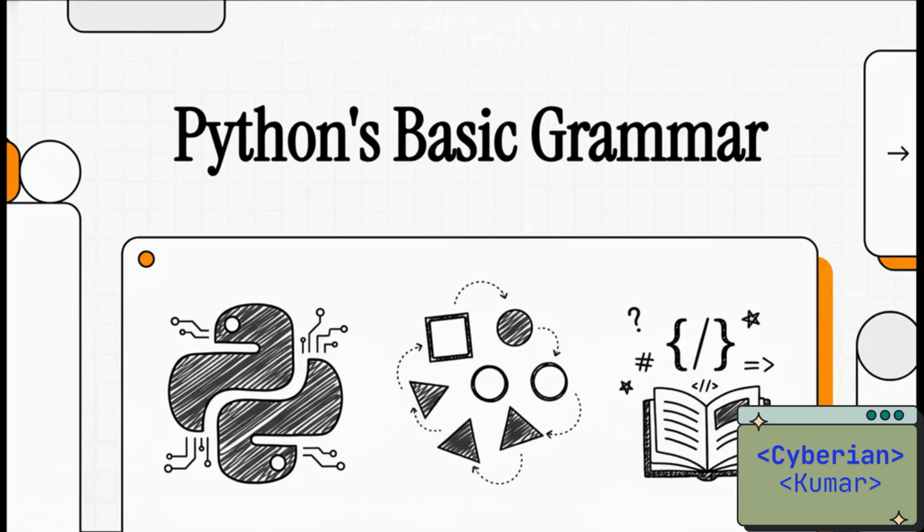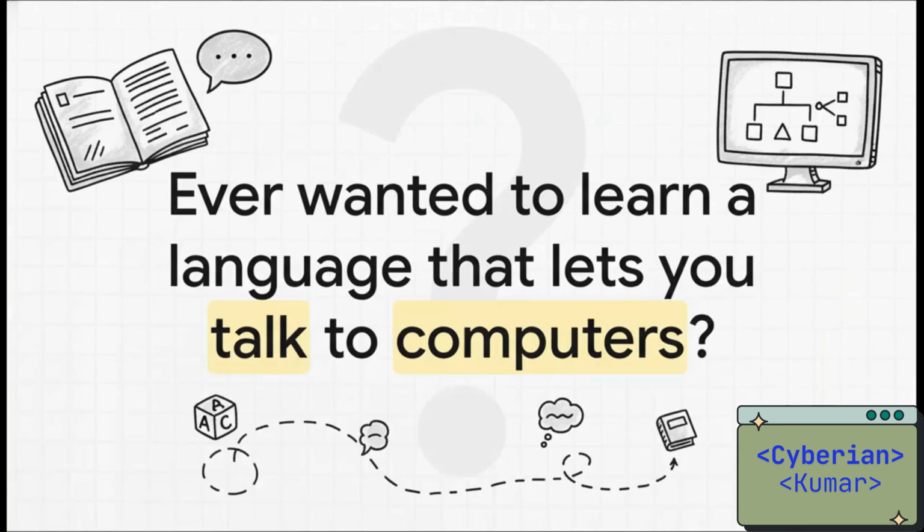Today, we're pulling back the curtain on the fundamental grammar of Python. We're going to break it all down piece by piece so you can really understand the language that powers so much of our digital world. Let's jump right in. You know, that's really the best way to think about Python. It's not just a bunch of cryptic symbols on a screen. It's a full-on language. It has its own alphabet, its own words, and most importantly, its own grammar. And by the end of this, you'll get the core rules that make it all click.